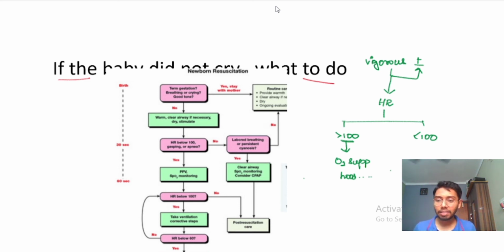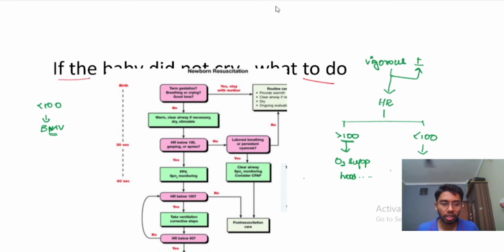Okay. If the heart rate is less than 100, there comes the problem. Heart rate is less than 100, baby is not crying, baby is floppy, immediately start with positive pressure ventilation. As far as pediatrics is concerned, positive pressure ventilation is provided by bag and mask ventilation. Let me write here. So if the heart rate is less than 100, you will have to go with bag and mask ventilation.